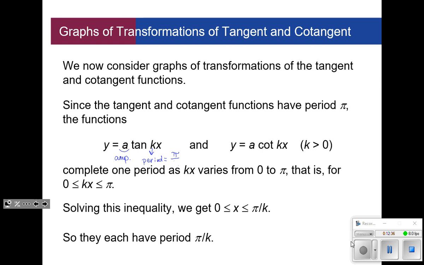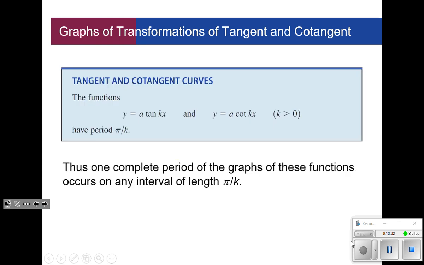Anyway, period is pi over k. So instead of 2 pi, tangent and cotangent periods by default are just a single pi. So if you've got a k in your equation, you've got to divide by k. Nothing new really there. And again, they tell you here, period is pi over k.